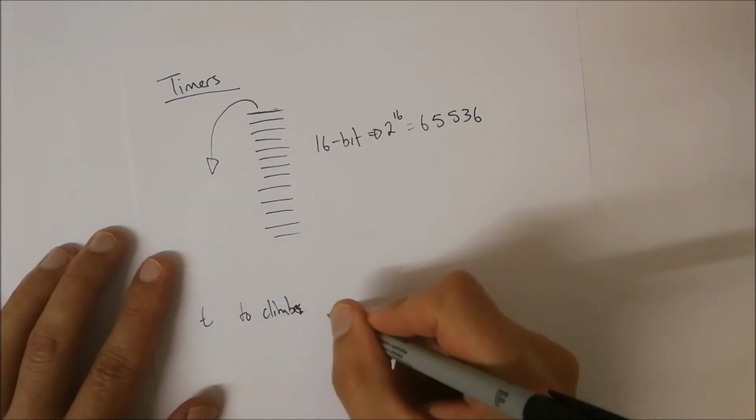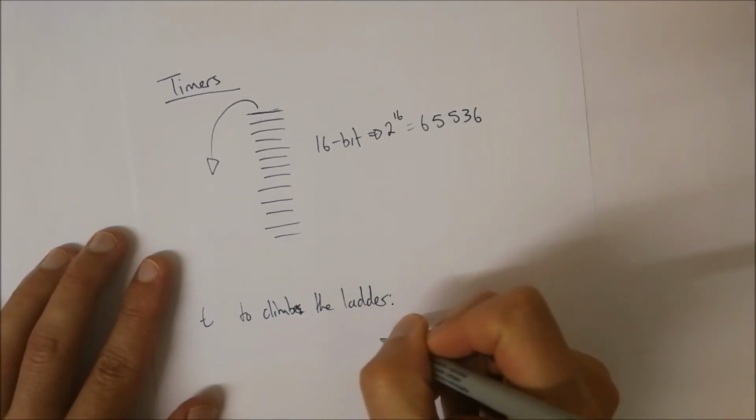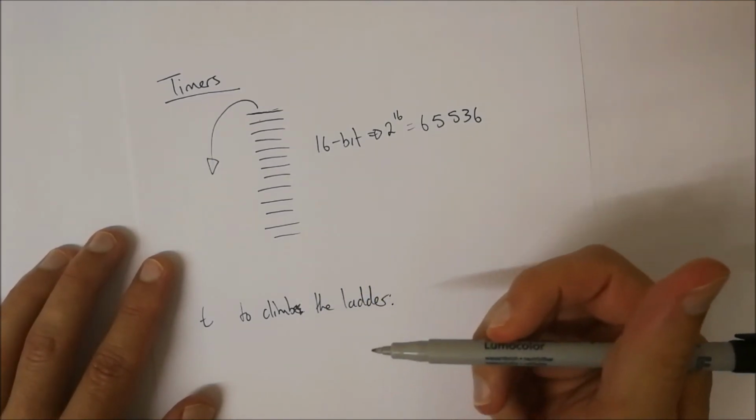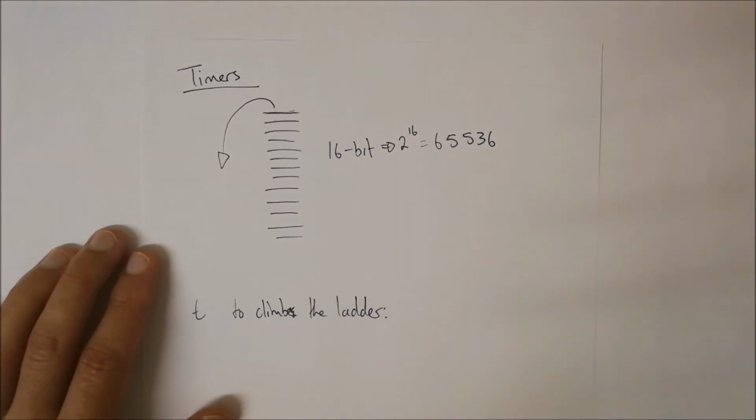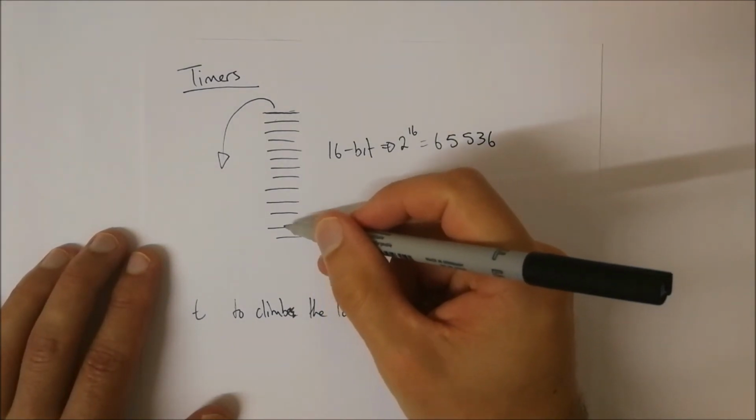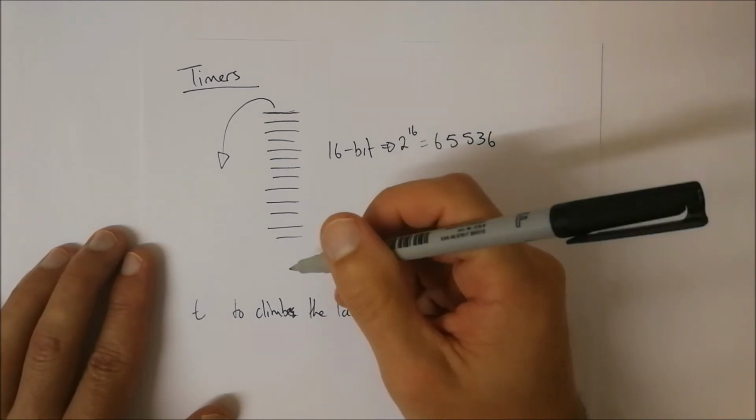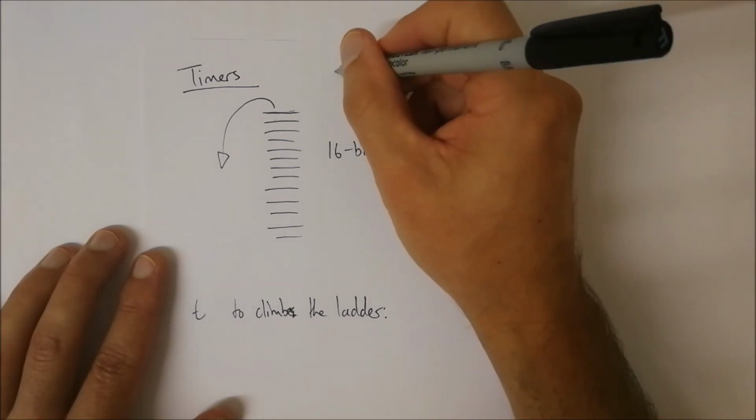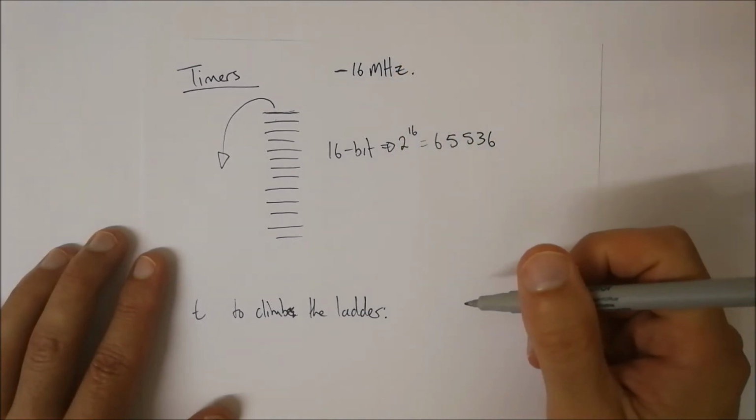Oh, sorry, no E over there, to climb the ladder. Every time the clock pulse happens from the crystal, it pulses on the microcontroller, and the microcontroller automatically climbs one of these ladder steps. For this specific scenario, we're going to be considering a crystal of 16 megahertz that we're actually using.